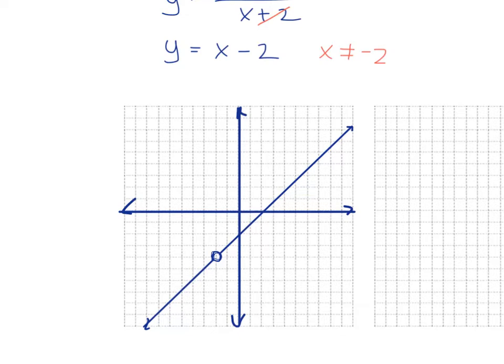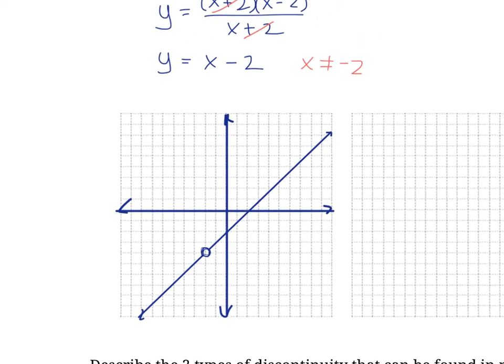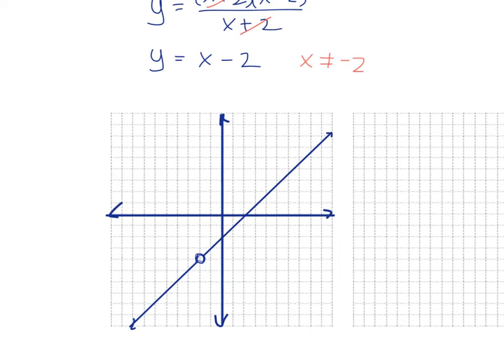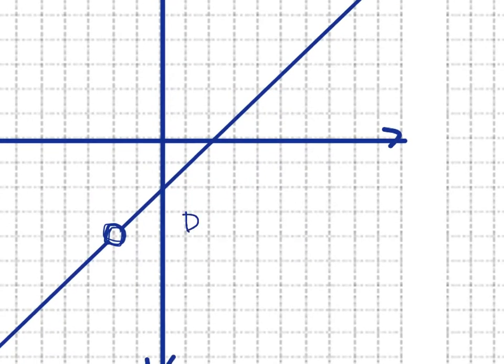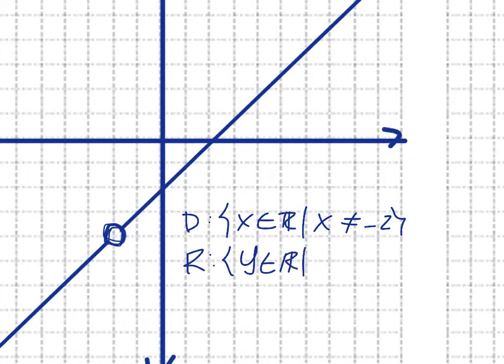So if we were to write the domain and range of this function, the domain of this function would be x is an element of real numbers such that, actually let's do it. So the domain is x is an element of real numbers such that x cannot equal negative 2. And we could write the range of the function as well. Y is an element of real numbers such that y cannot equal, and we look and that's at negative 4, right?